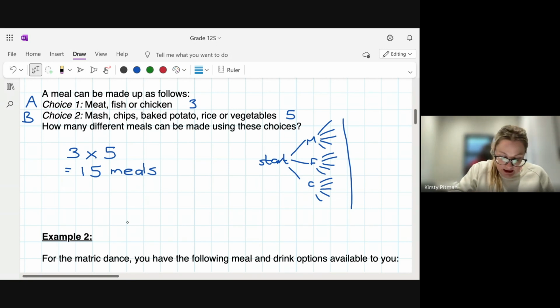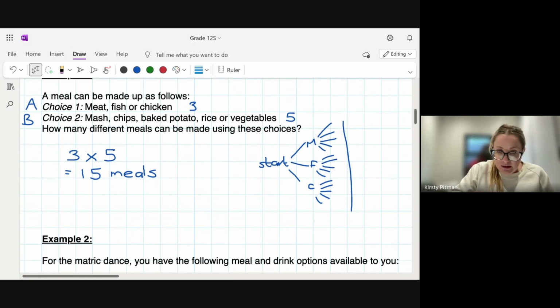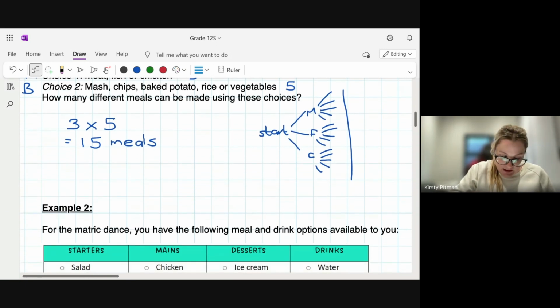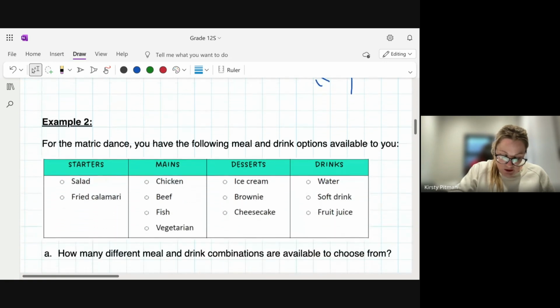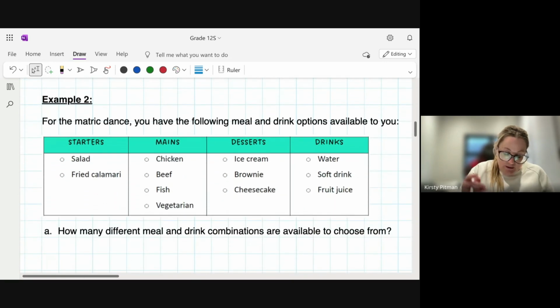I'm going to give you guys a chance now to give it a try. For the matric dance, you have the following meal and drink options. Drawing a decision tree for this has 4 different options. Can you imagine how huge that's going to be across your page? It's like the ones we got you to do back in grade 9. You're in grade 12. We don't want to do that anymore. We want to use the formula.